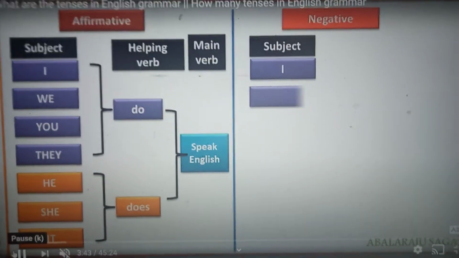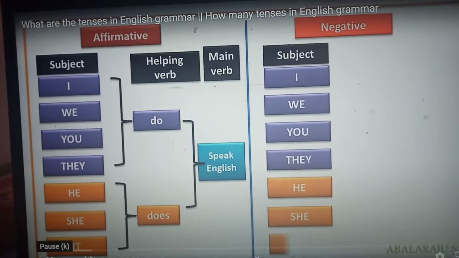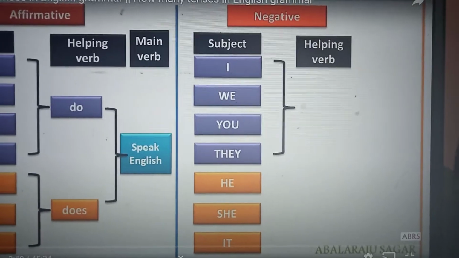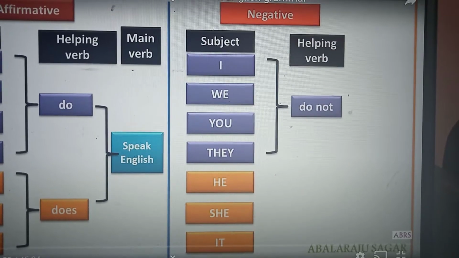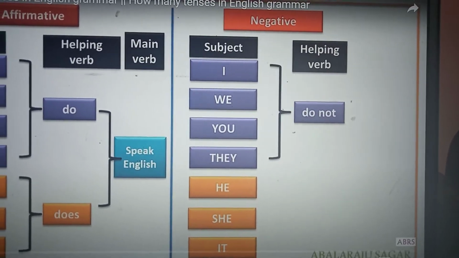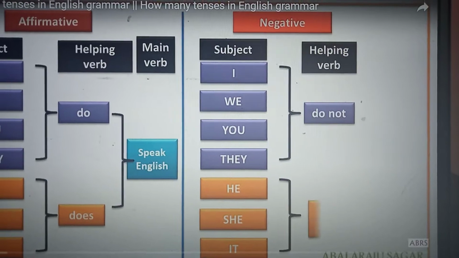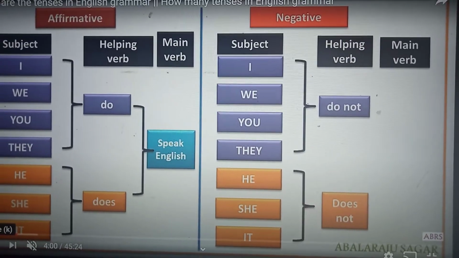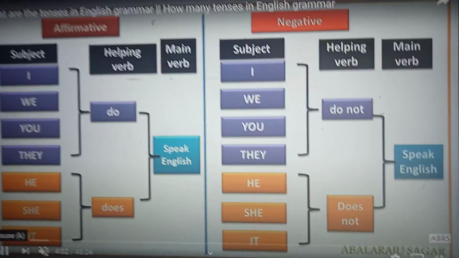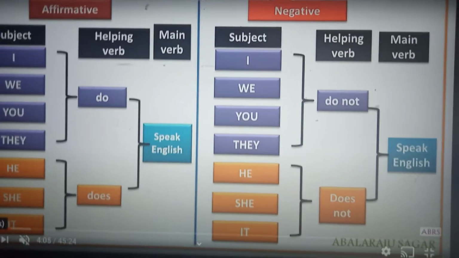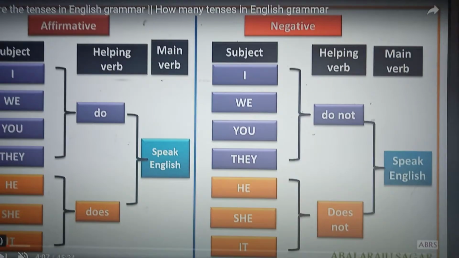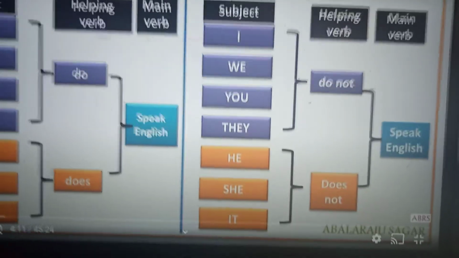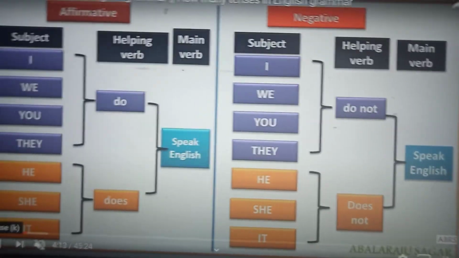When it is negative form, how will you add the word? I do not. We do not. You do not. They do not. These are examples. He does not. She does not. So when the subject is singular, the verb form changes. That is why the word is changing.